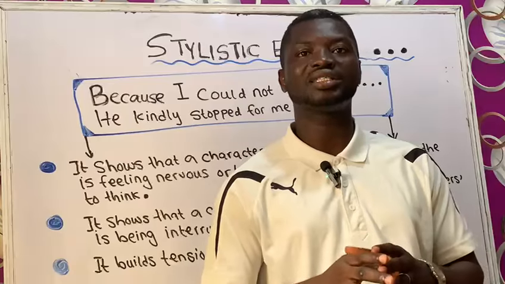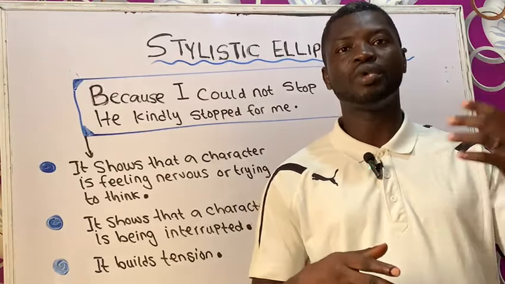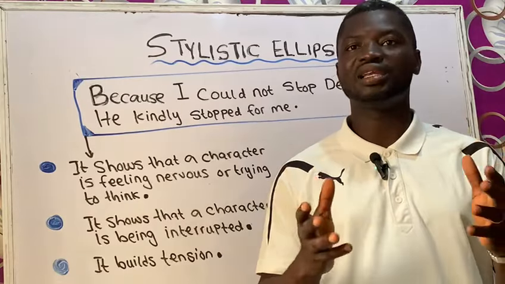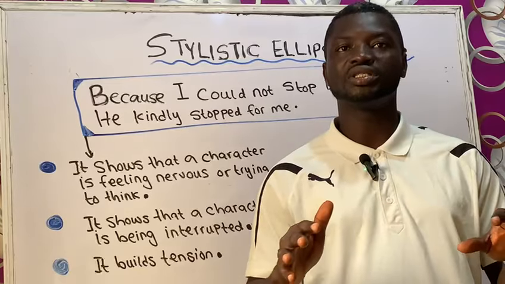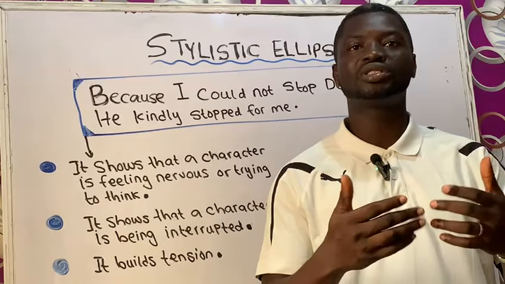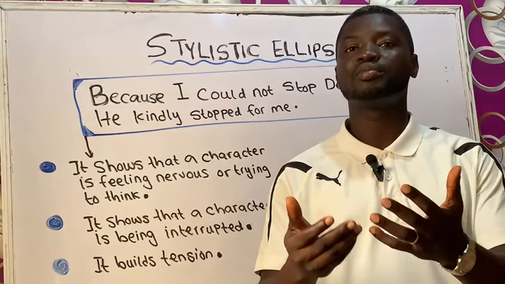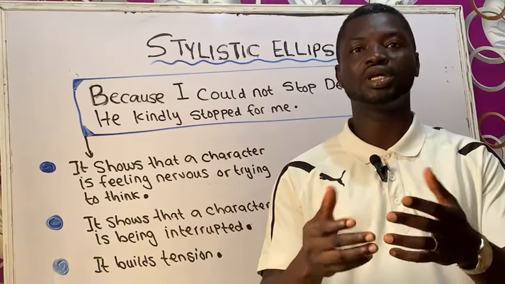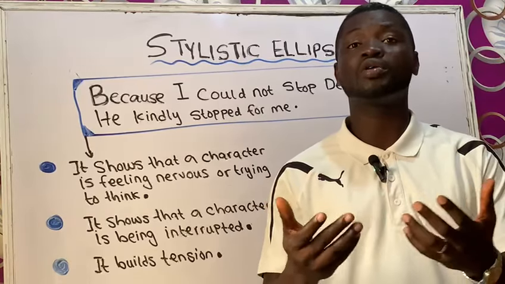Now, this is the last type of ellipsis that we're going to focus on, the stylistic ellipsis. Someone may want to know whether the stylistic ellipsis has restrictions. I can tell you there are no restrictions. That simply means you can use the stylistic ellipsis across genres. You can use it when writing prose, you can also do that for drama, and you can do that when writing a poem.